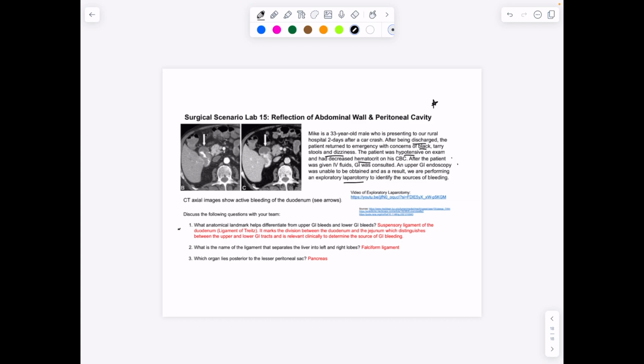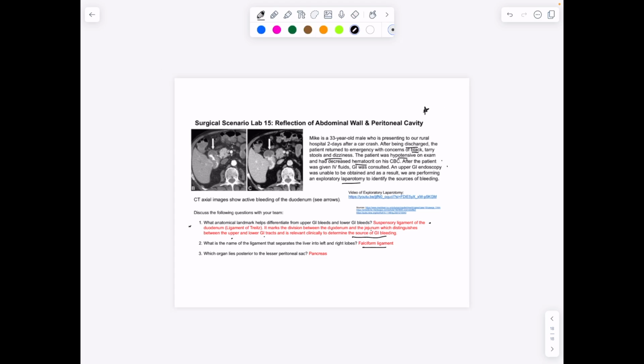So what anatomical landmarks help differentiate upper GI bleeds from lower GI bleeds? The suspensory ligament of the duodenum, aka the ligament of Treitz, which is not mentioned in the lecture. It marks the division between the duodenum and the jejunum, which distinguishes the upper and lower GI tracts, as the duodenum goes to the second part of the small intestines, the jejunum, and is clinically relevant to determine the source of bleeding. What is the name of the ligament that separates the liver into left and right lobes? That's the falciform. And then what organ lies posterior to the lesser peritoneal sac? It is our friend, the pancreas.